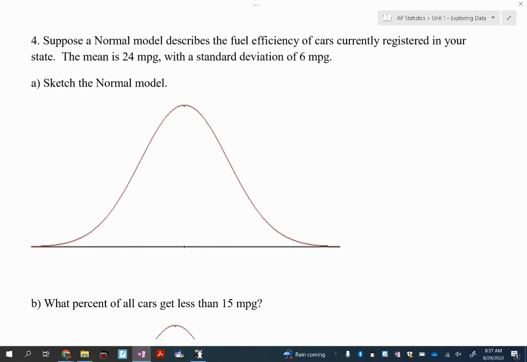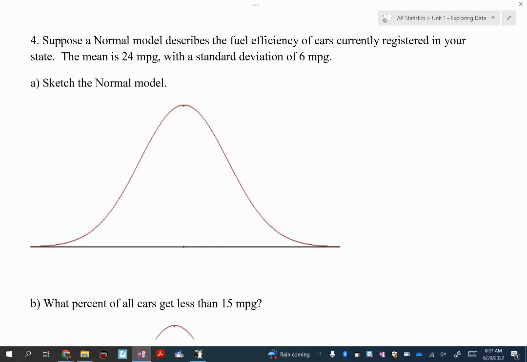So we're going to use this idea that the fuel efficiency for cars registered in Texas would actually show a normal model with a mean of 24 miles per gallon. All right, so let's write down our capital N for the normal model. And the mean, this is going to be mu and sigma, is 24 miles per gallon, and the standard deviation is 6 miles per gallon.